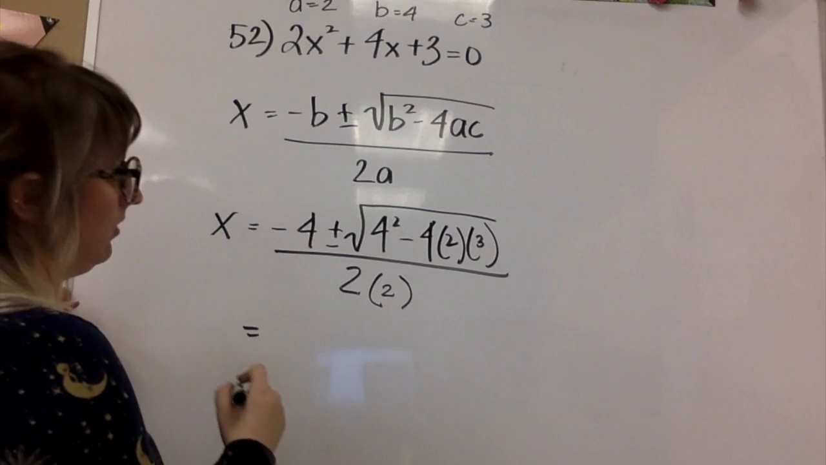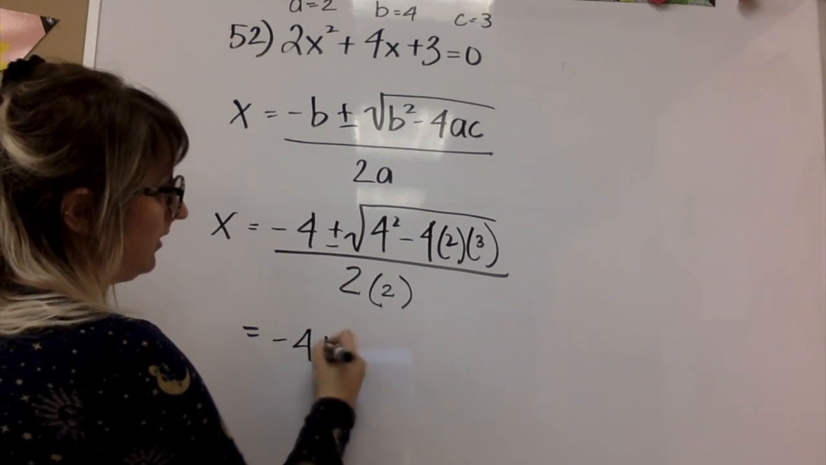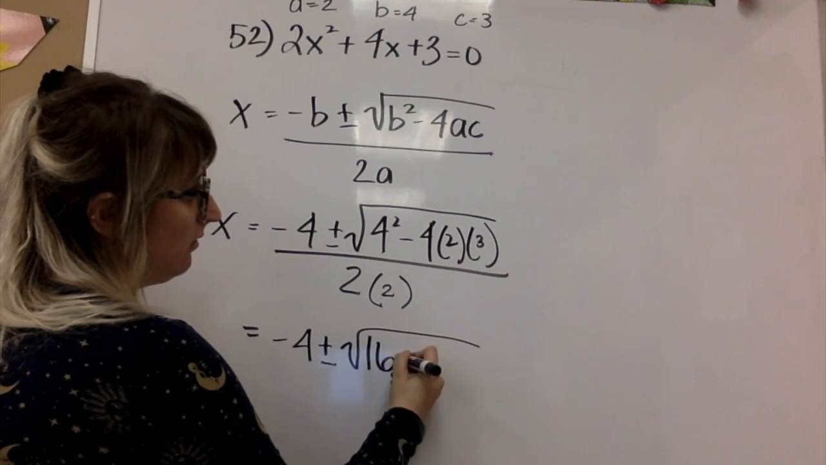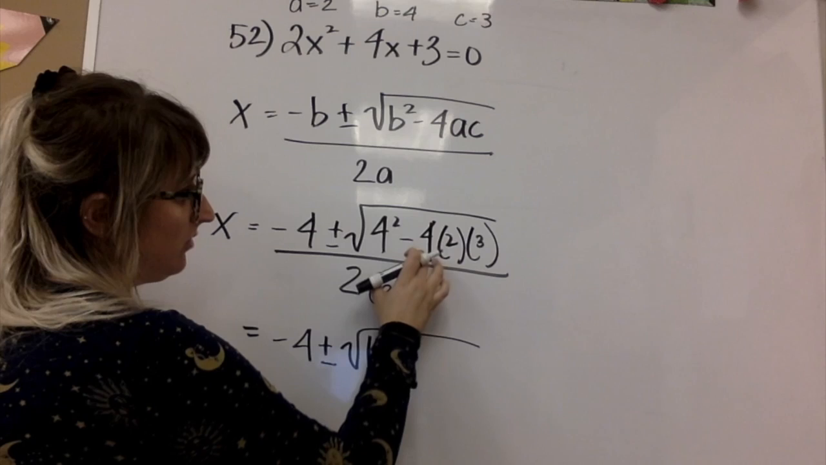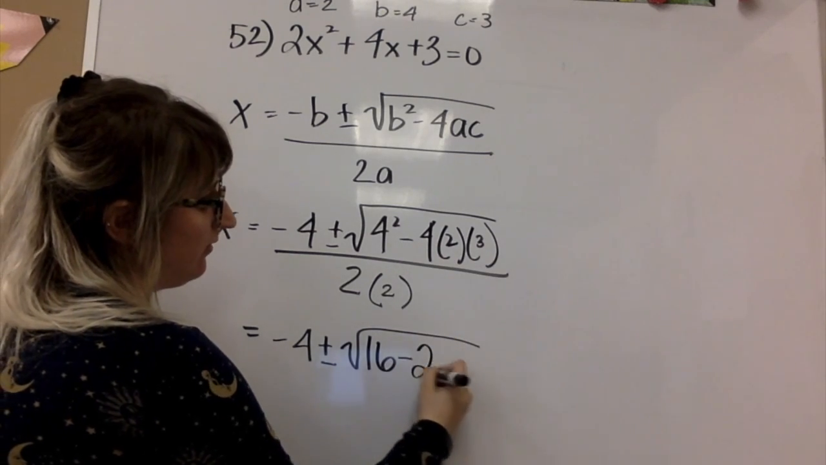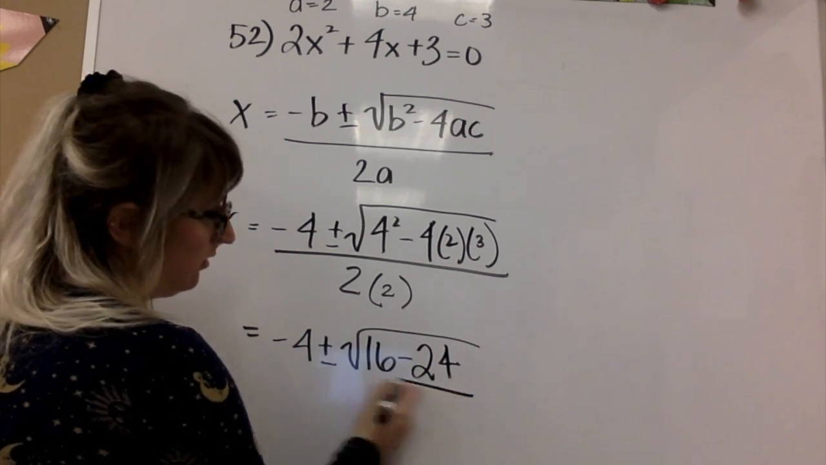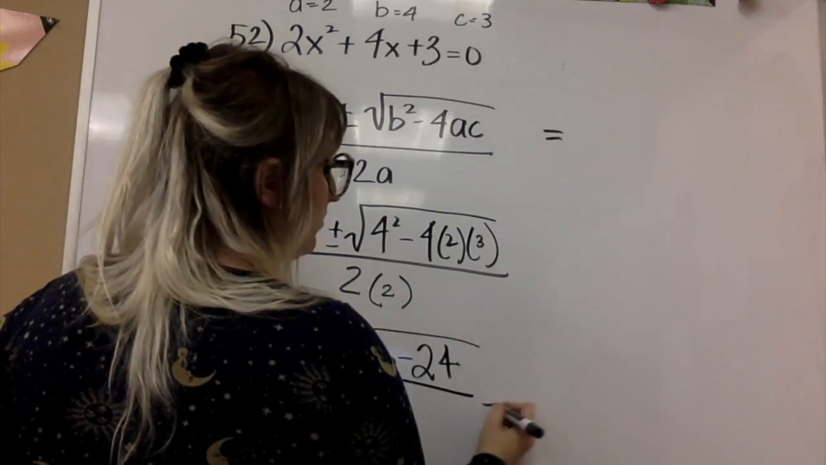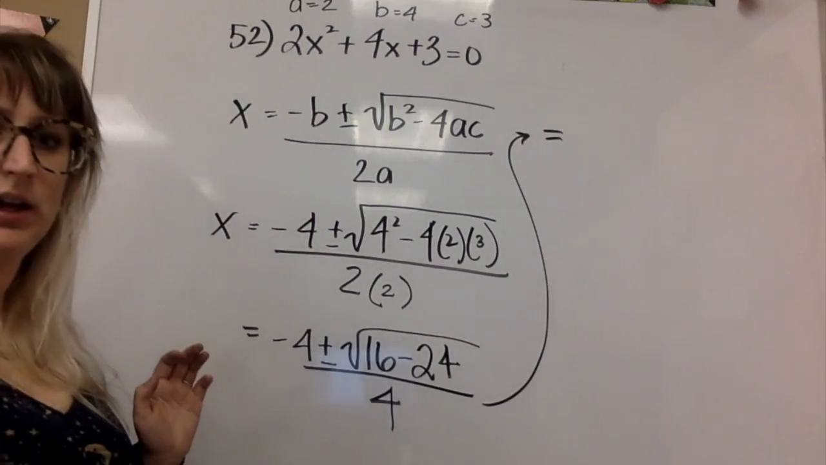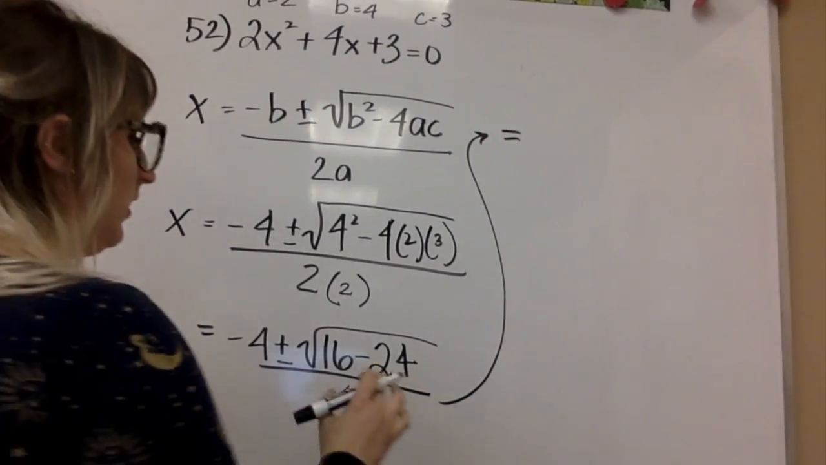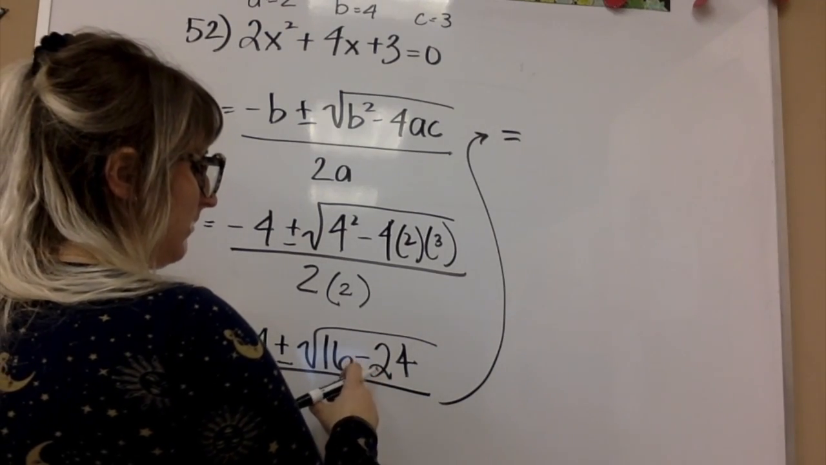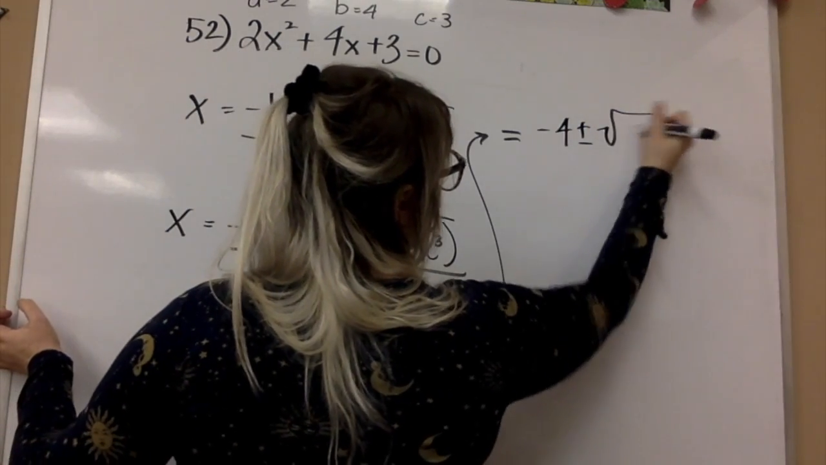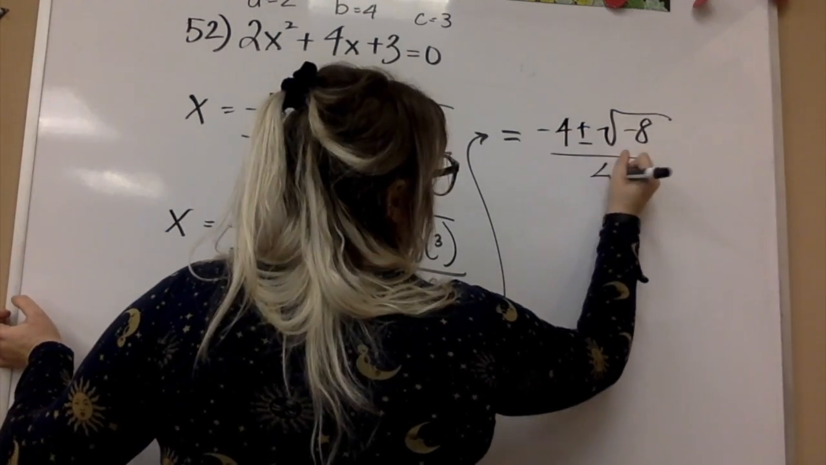Then we're going to do negative 4 plus or minus the square root. So this is 16 minus 4 times 2 is 8 times 3 is 24, over 4. All right, let's move on over here. And then I'm going to do 16 minus 24, which is going to get me negative 8. So I have negative 4 plus or minus the square root of negative 8 over 4.